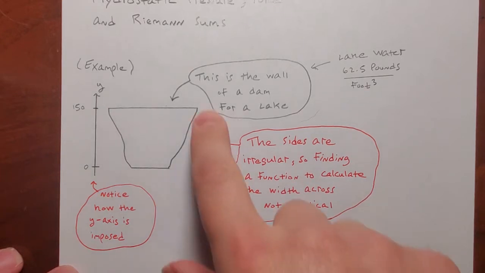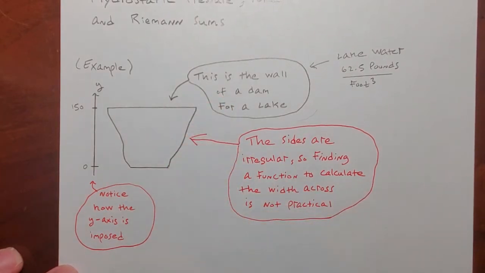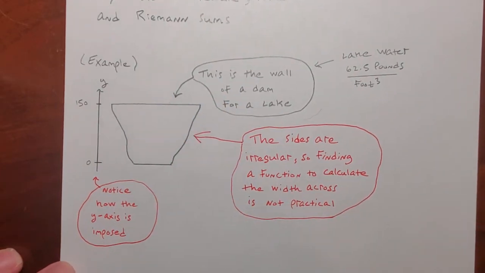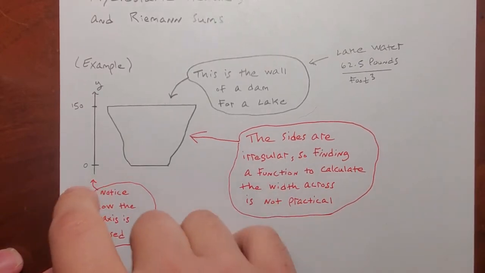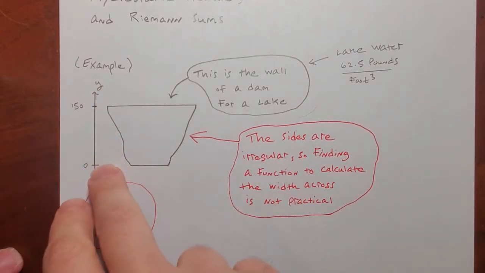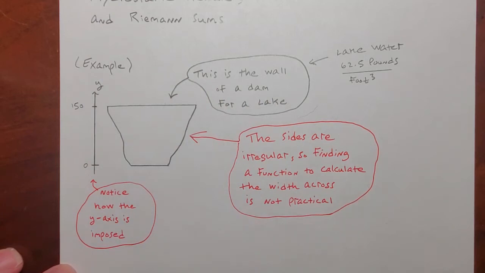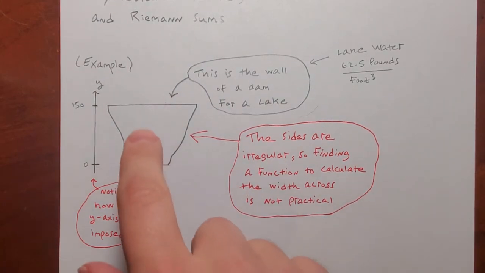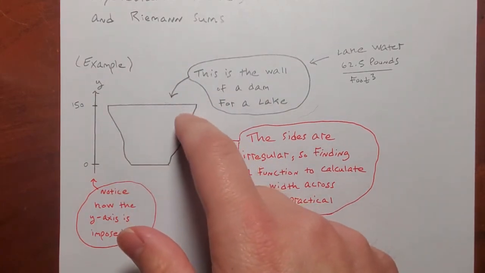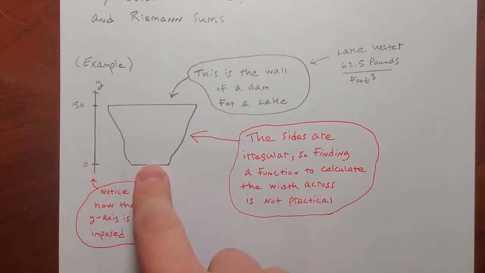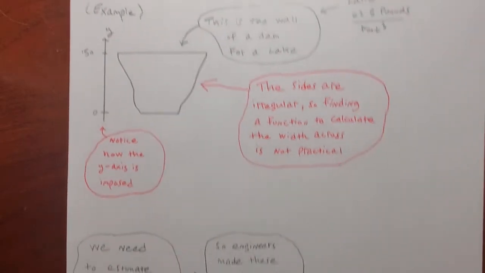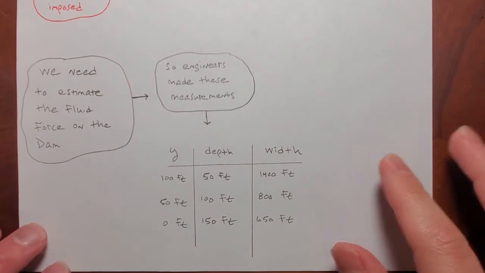I don't really have a name for this shape. I don't have an equation for the shape. So let's say that, as we've done before, we impose the y-axis on this shape, and that we go about trying to measure the fluid force on this dam like this. I make some measurements.